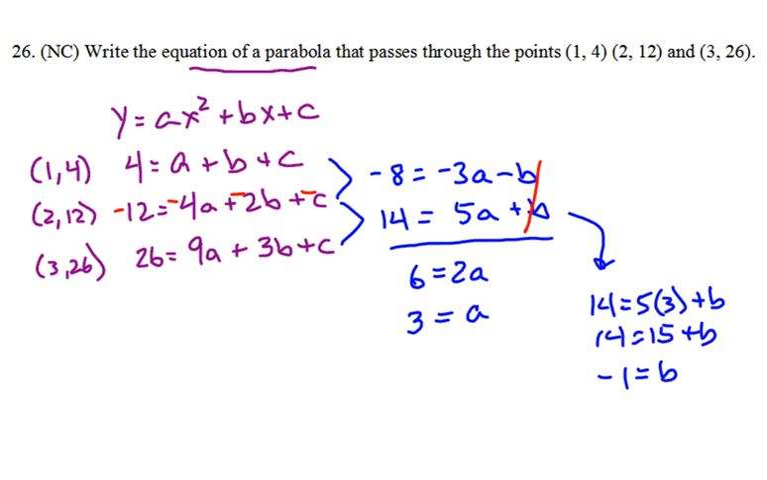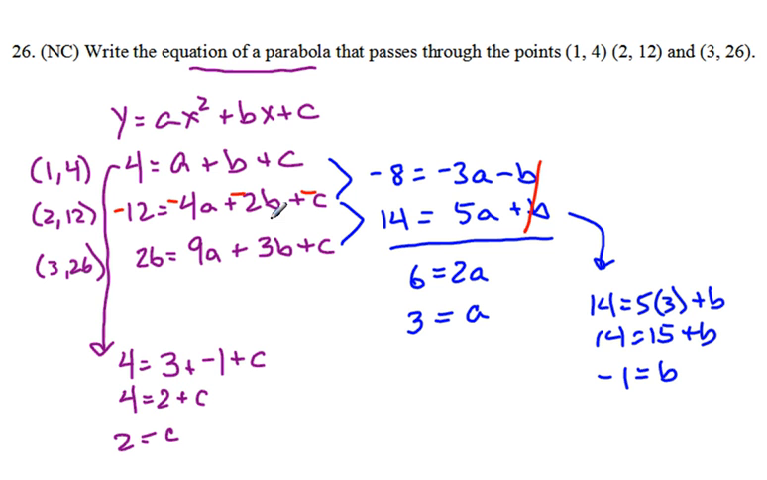And so for the last bit, I think I'll take this equation and do 4 equals a, which is 3, plus b, which is -1, plus c. So 4 equals 2 plus c, or c equals 2. And finally, for my final answer, don't forget to do this part, y equals 3x squared minus x, because that's that 1, right? -1x plus 2. And there we go, the equation of the parabola.